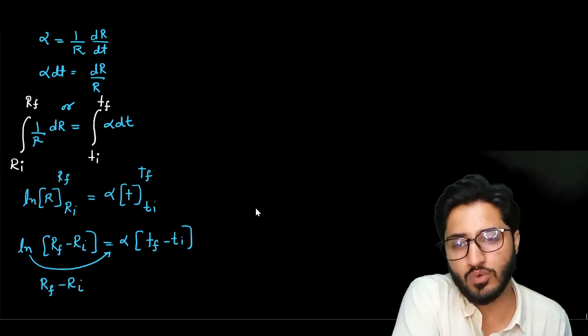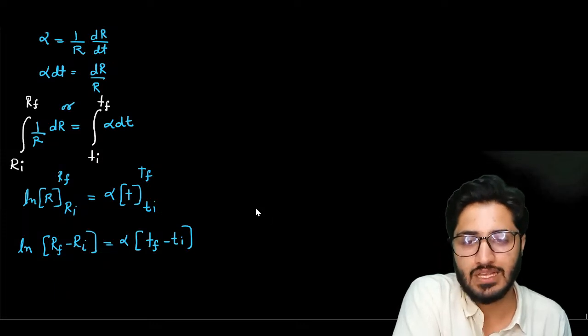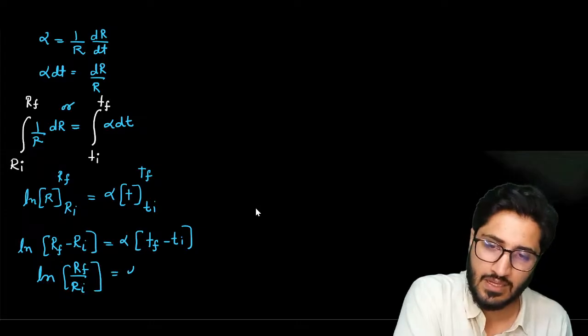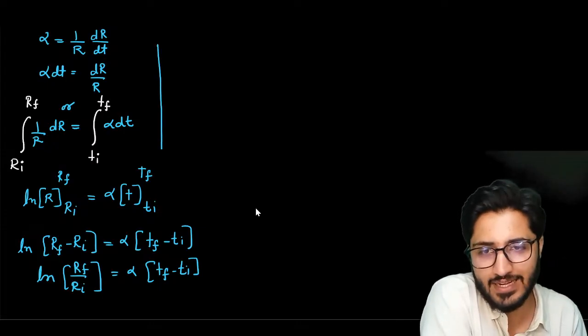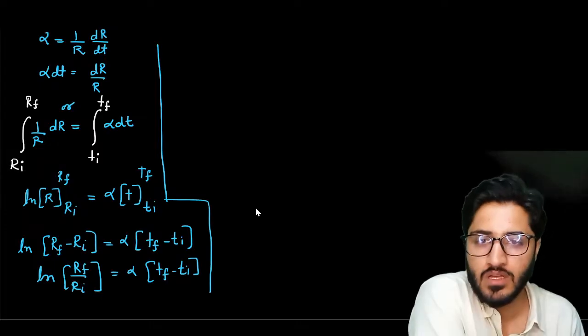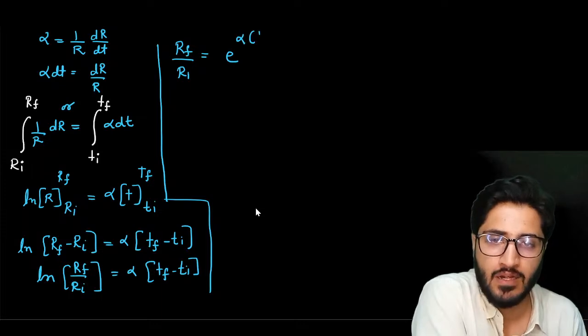Now I can do one more thing. ln A minus ln B, can I write it as ln of R final divided by R initial? I think I can write like this. So I can write R final by R initial equals e to the power alpha, times (T final minus T initial).